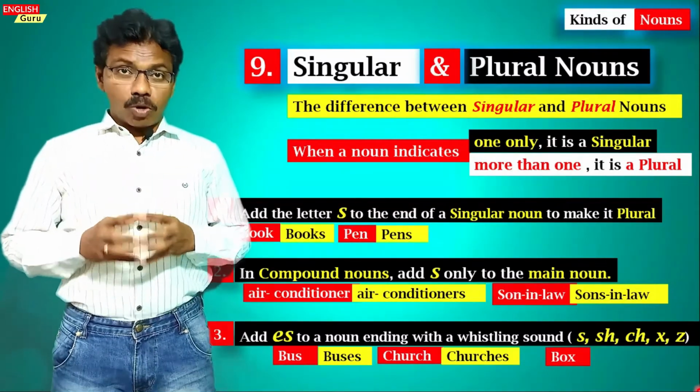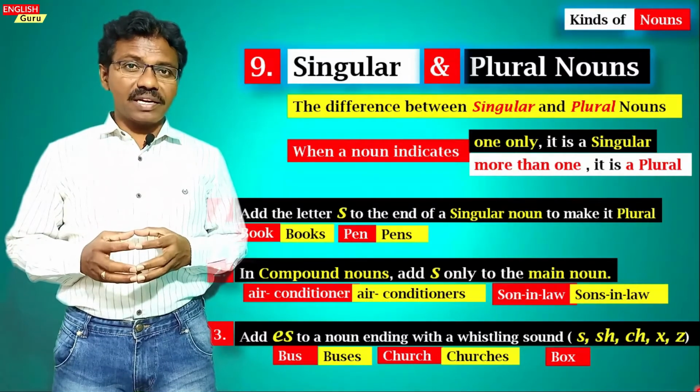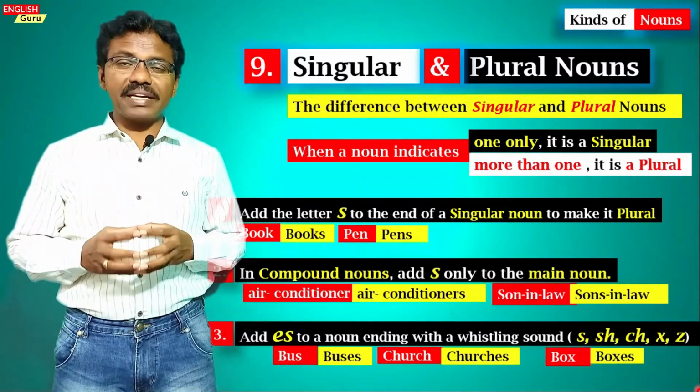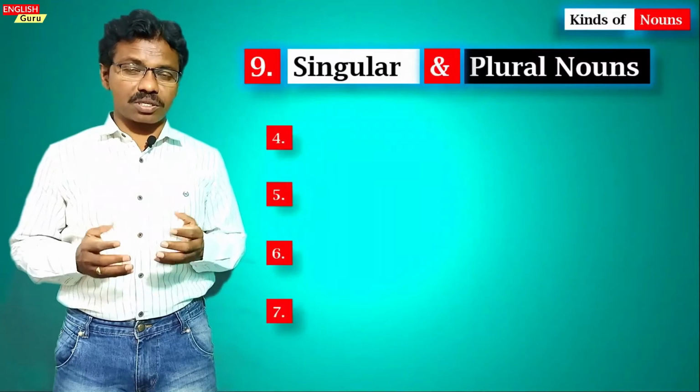It's a plural. Box is a singular. It ends with X, so we should add ES. It becomes boxes. It's a plural.